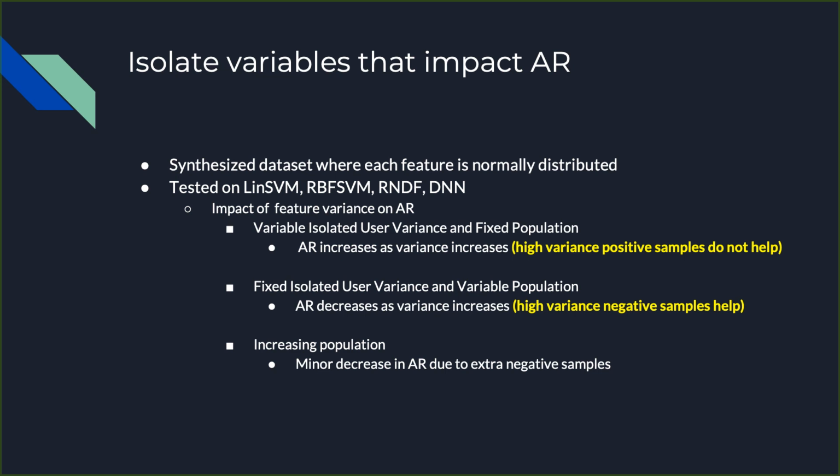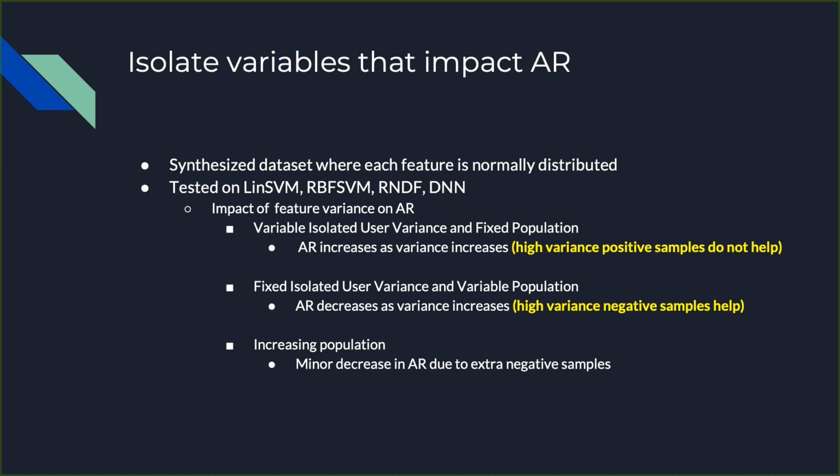For the second experiment, they did the opposite. They kept the positive samples constant, and they changed the variance of the negative samples. They noticed that the AR decreases as the variance increases. What this means is that as long as you have a larger variance inside your negative samples, you can decrease your acceptance region.